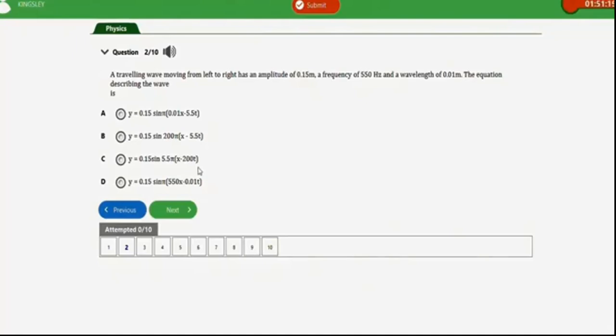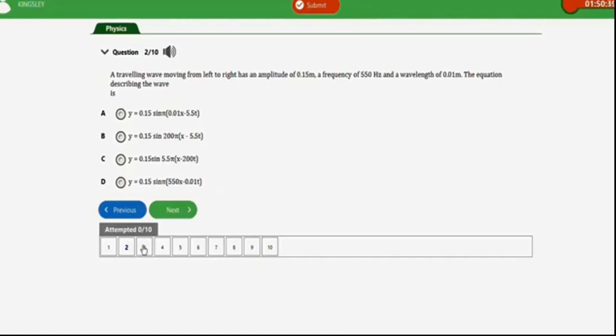now guys, because this is a repeated question, just take note of the correct equation. The correct equation here is option B, which is y equals 0.15 sine 200 pi in bracket x minus 5.5 t, representing the time of the wave. I've actually solved this equation before, so that's why I'm able to decode that the correct equation is this option B. So just take note of the precise answer for this particular question. The correct option is option B. So because of time, let's go to the next repeated question.